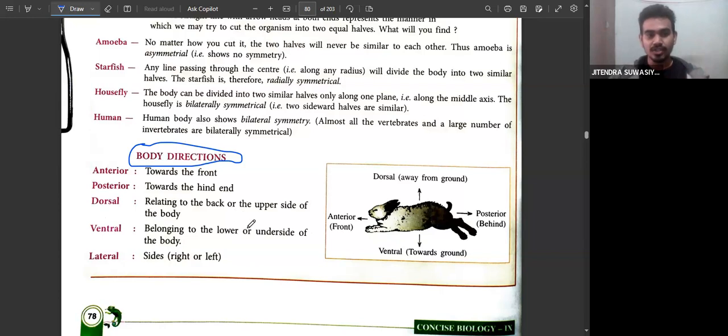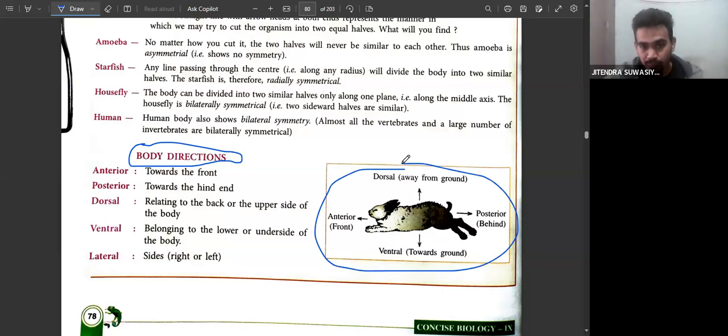And what is dorsal? Dorsal is something relating to the back or the upper side of the body. So from the backside, that is the dorsal side. If we are human beings, I can say this is my ventral side. They have depicted a picture of a rabbit. You can see that the mouth region, the front side, is anterior, right? From behind, that is posterior. And the upper side is the dorsal region.